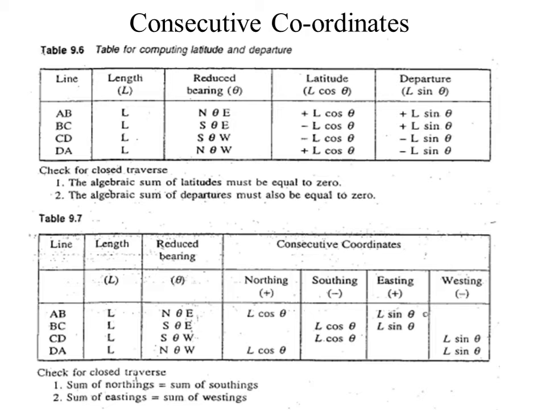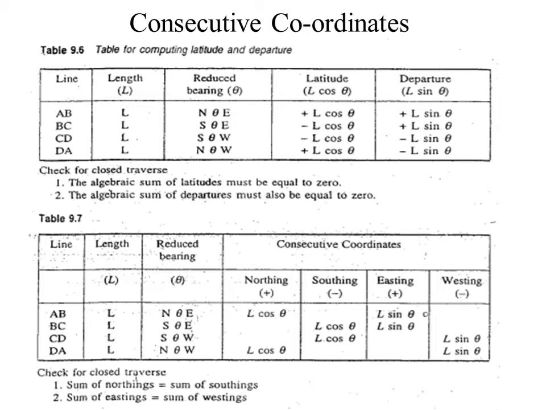Similarly, if the line is say BC and is lying in the second quadrant, that is S theta E, then since the latitude is measured towards south, therefore we are going to enter the latitude of line BC in the southing column. Similarly, if I consider the departure of line BC, since that particular departure is measured towards east, therefore I am going to enter the departure, that is L sin theta, in the easting column.